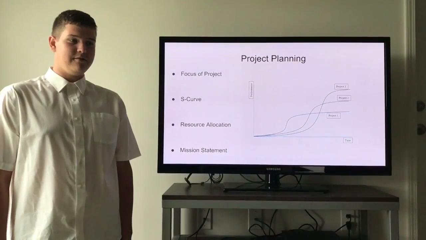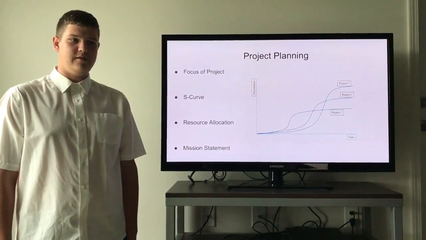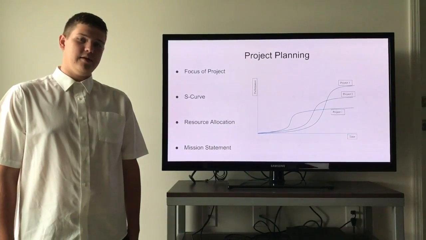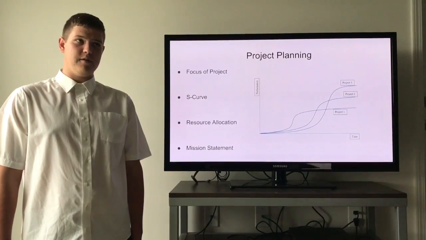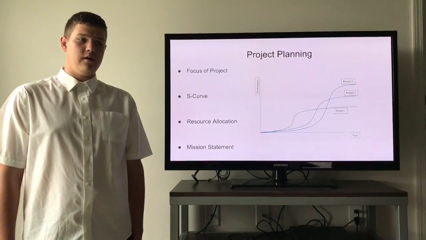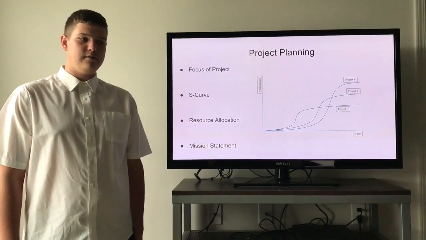That helped us develop a resource allocation chart, where we found 3 was the most expensive, 1 was the cheapest, and 2 was in the middle. And we determined that 2 would be the best project to move forward with. We developed a mission statement for project 2, where our users would be 11th grade physics teachers and students.